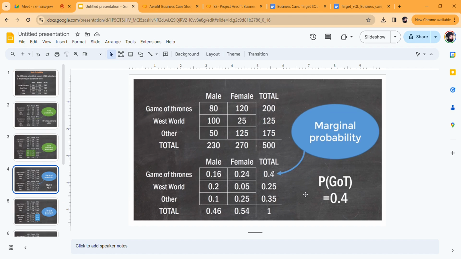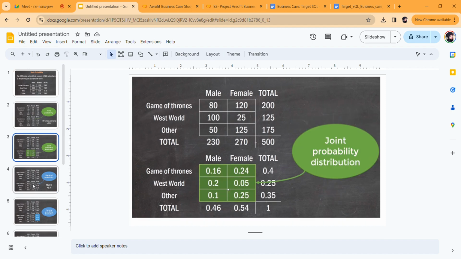The next thing that we are going to cover is the marginal probability. It is the same data, whatever you are able to see here.